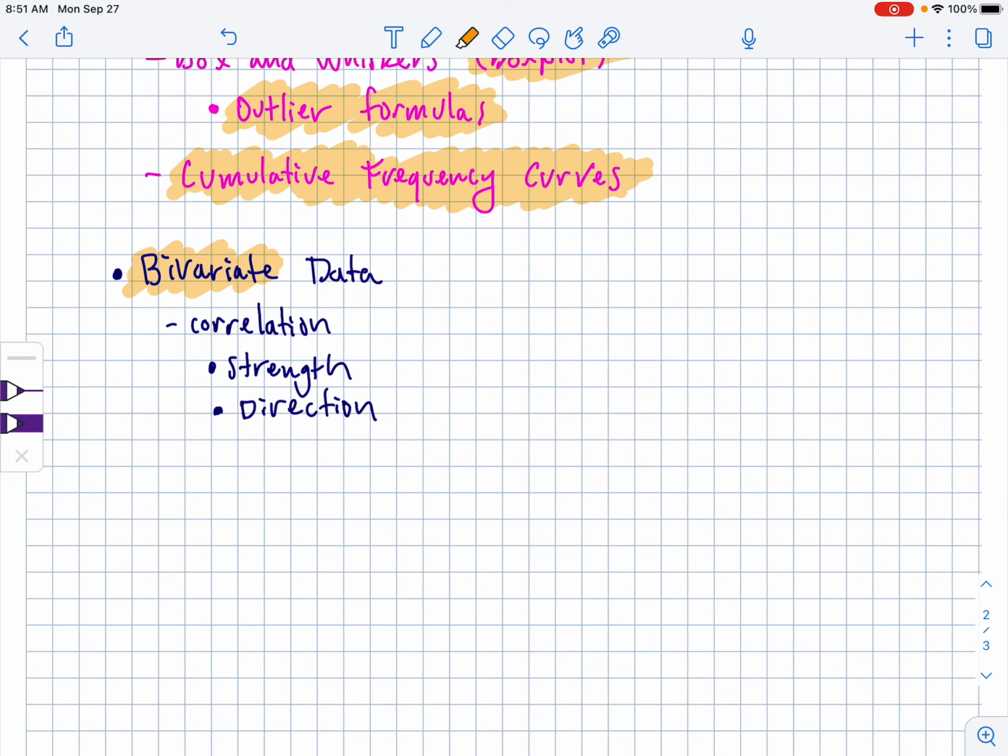Very last section was bivariate data. Remember, bivariate means there's two things per data point. So it's not just one number anymore. It's two numbers coupled together. We talked a lot about correlation in that section. Remember, that's how strong the relationship is between them. Know how to describe the strength. That would be weak, moderate, or strong. And describe the direction. That would be if it's going uphill or downhill, aka positive or negative.